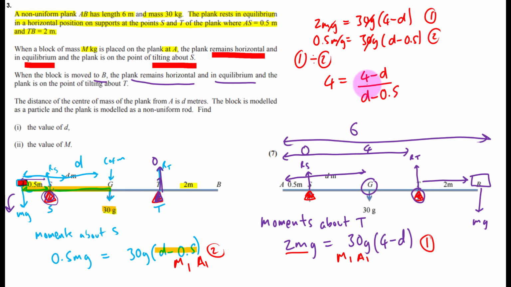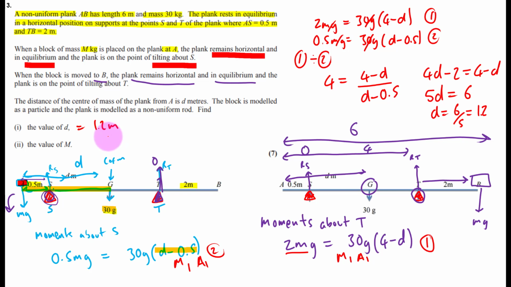0.5. So multiply both sides by d minus 0.5, so we're going to get 4d, I'm just going to expand that out, minus 2, equals 4 minus d. So we're going to get 5d, with plus d on both sides, 5d equals 6. So d equals 6 over 5, which equals 1.2. So d equals 1.2 meters.